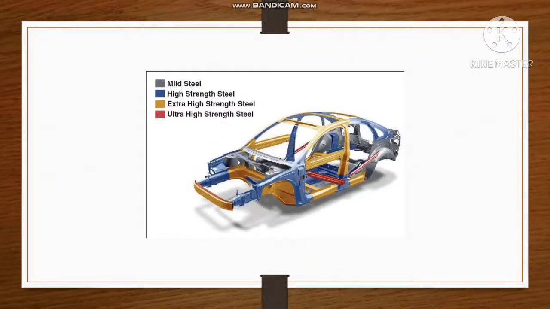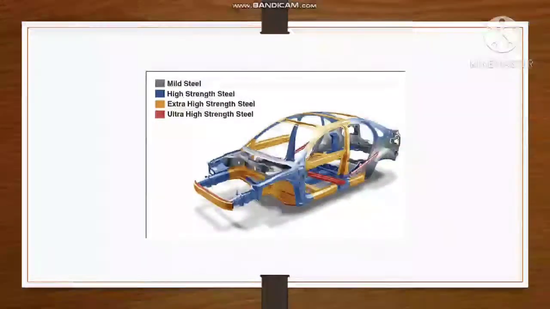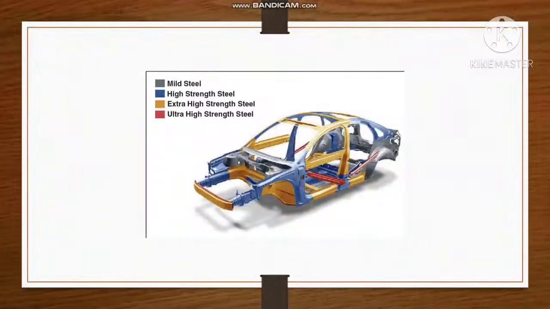This is mild steel, high strength steel. You can see the yellow color is extra high strength steel and the red color is ultra high strength steel. So this is low strength, and this blue is high strength, and this part is extra, and this part in the car has ultra high strength steel.